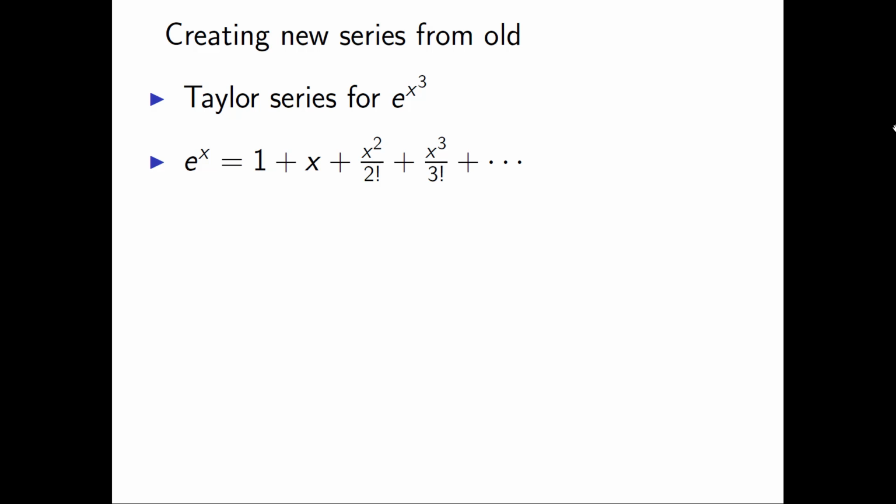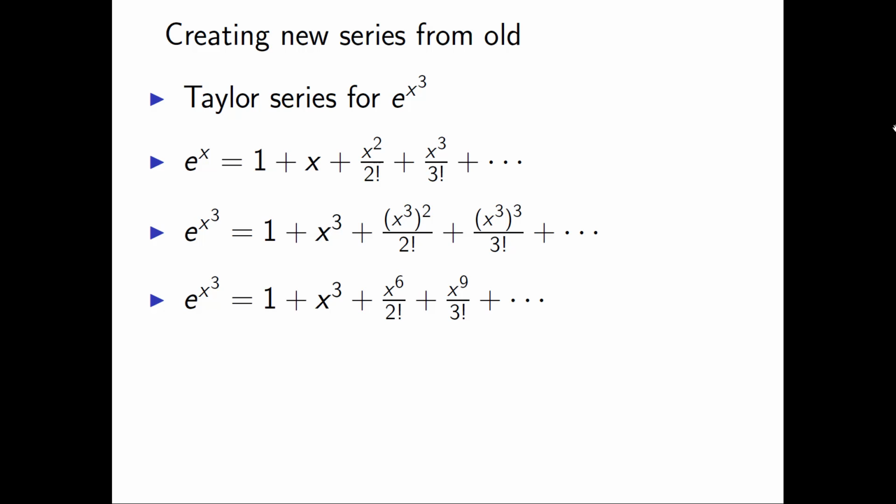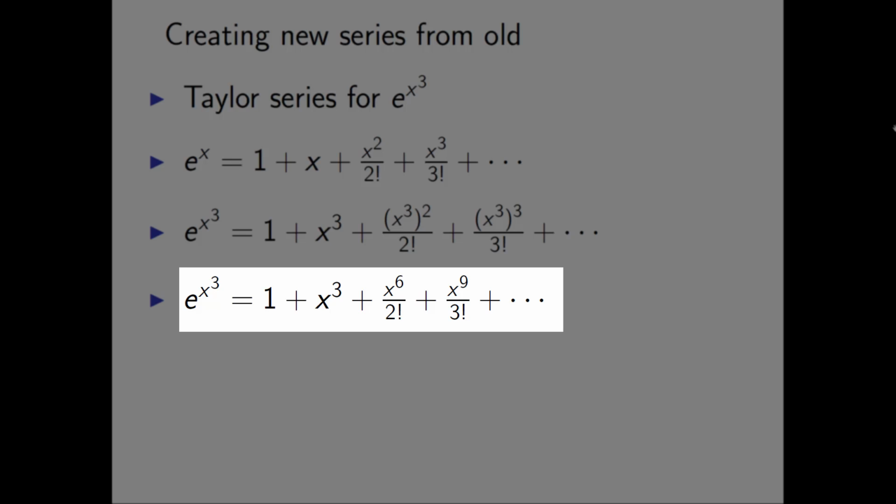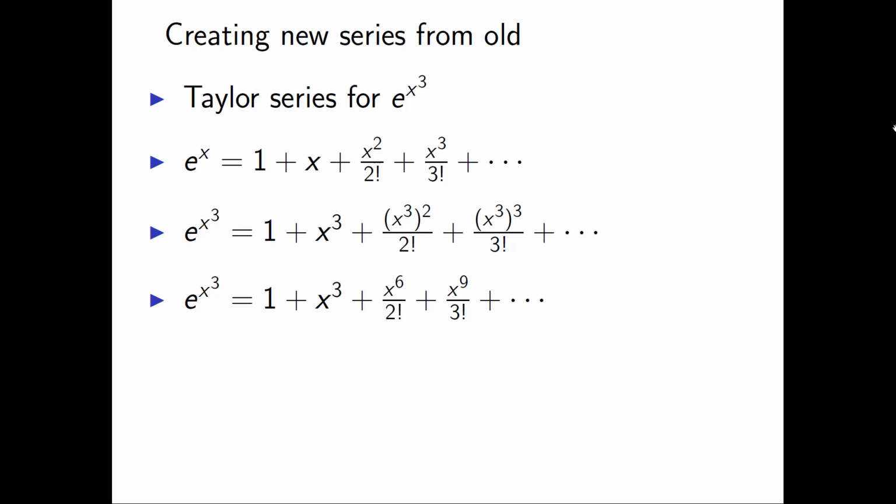And now all we're going to do is everywhere we see an x, we're going to replace it by an x cubed. So on the left-hand side here, we have e to the x cubed. On the right-hand side, every time we see an x, we just throw in an x cubed. So we get 1 plus x cubed, then x cubed squared over 2 factorial, and so on and so on. And of course, that simplifies very quickly. So we have the series for e to the x cubed, which is going to be 1 plus x cubed plus x to the 6 over 2 factorial plus x to the 9 over 3 factorial, and so on.